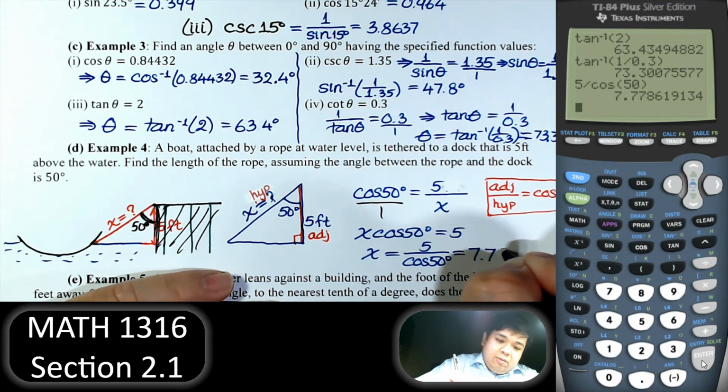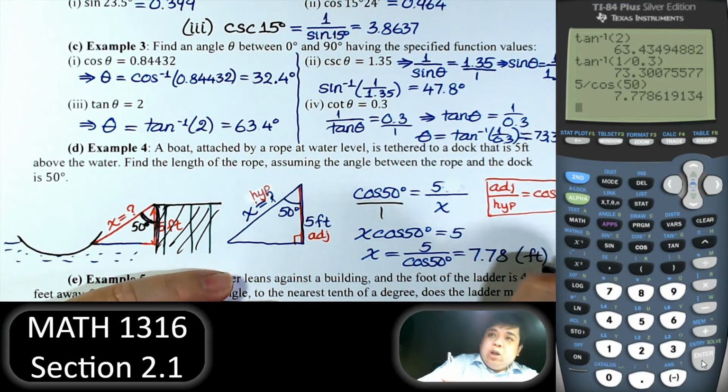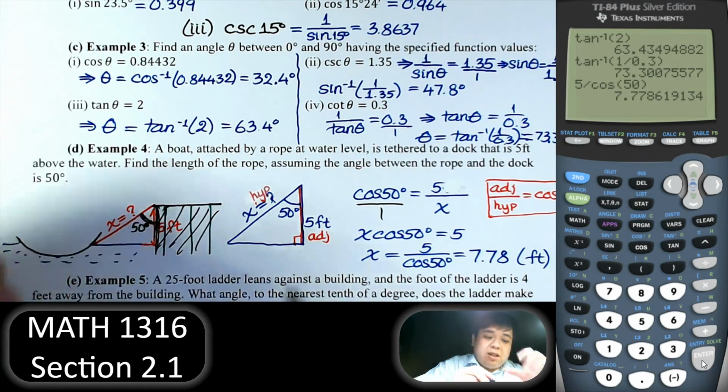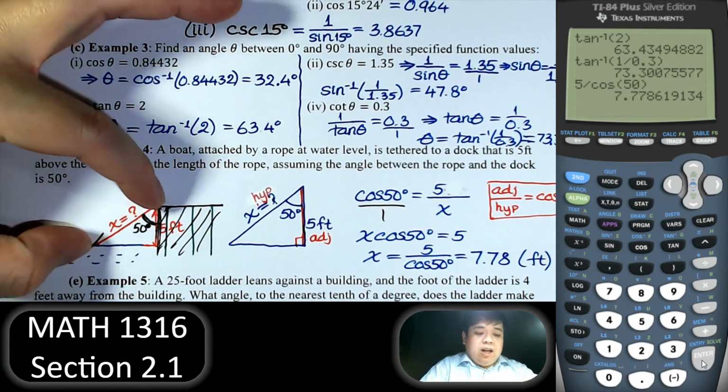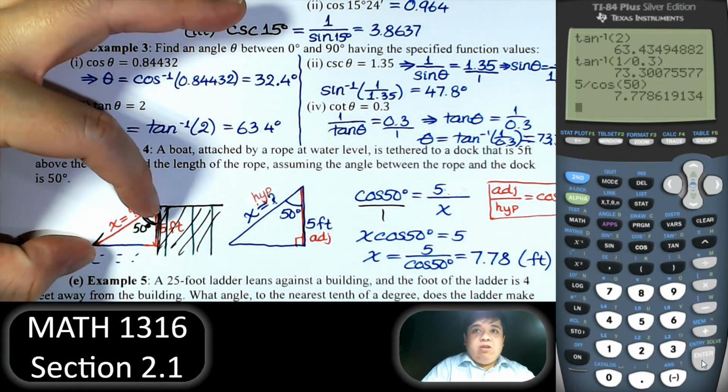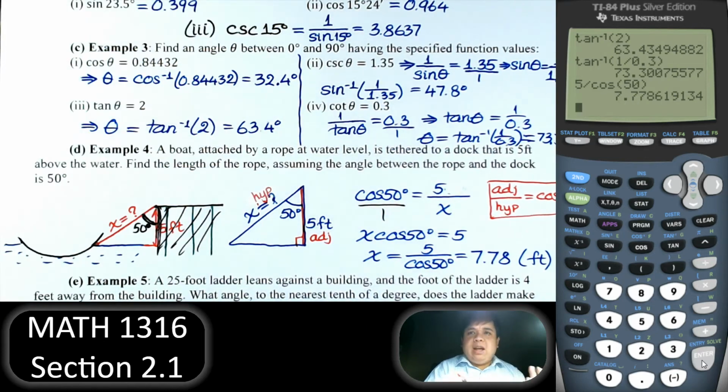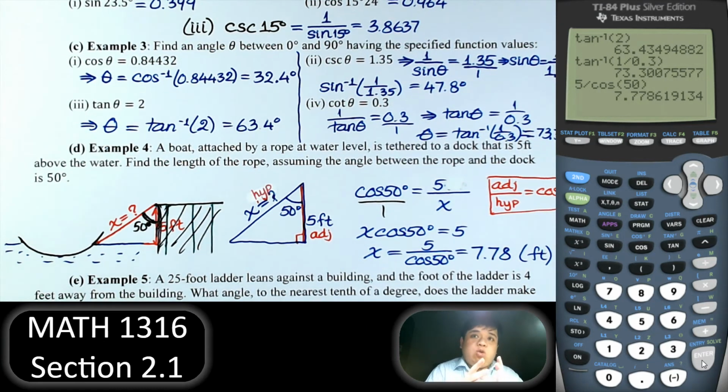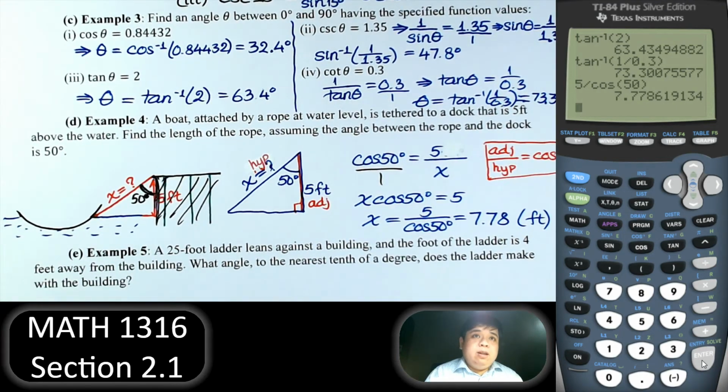7.78. And the unit is feet. So that makes more sense. It makes sense. It's 5 feet. The rope has to be longer than 5 feet for sure. And 7.78 looks reasonable. Right. So usually we just draw the right triangle here and then determine what we have with respect to what angle. And then we just do the math.